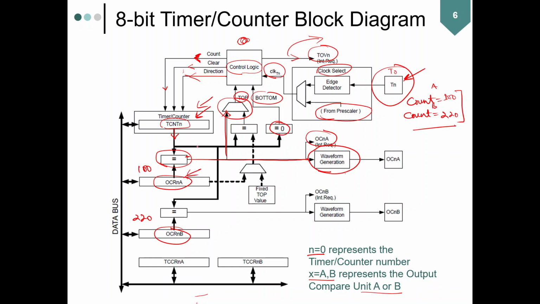Okay, so that same timer output comes over here to this other comparator module as well. Here you stored that you want to count up to 220. So the count is coming over here. It gets compared. If the comparison is okay, then you have the output compare interrupt request generated from over here, or you can drive the other PWM signal, which is given at the output compare port B and output compare port A. So this is how the timer actually functions.